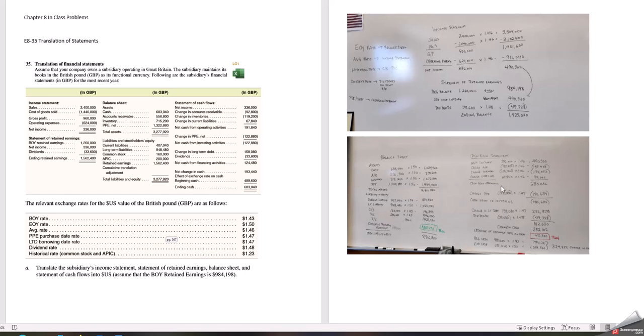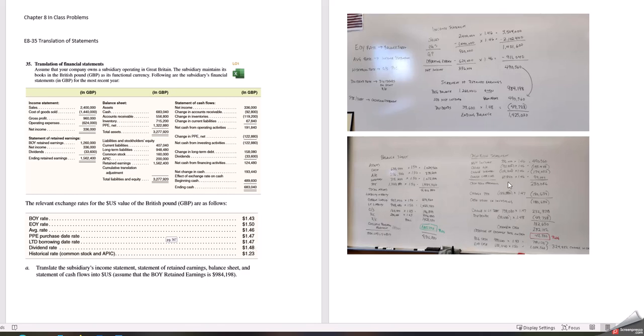Now the cash flow statement, our operating section is all translated at our weighted average. Our change in property, plant, and equipment has the actual exchange rate on the date that we made the major purchase, so the $1.47. Same with the debt, that's the same date at the $1.47. Dividends are at that $1.48.